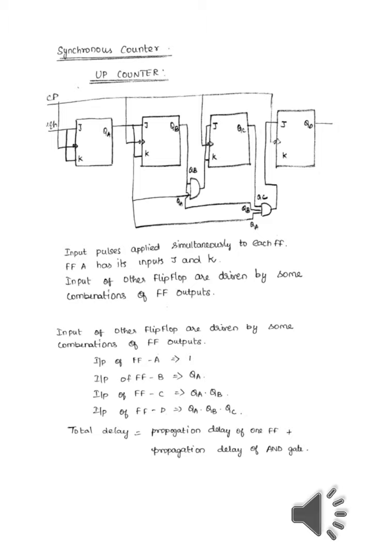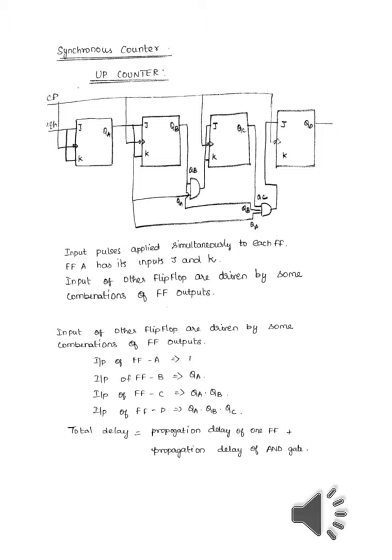TA is 1 now. J is 1, K is 1. TB is nothing but QA now. JB is equal to QA and KB is equal to QA. Then the third flip-flop, TC equal to QA into QB. Similarly for the third flip-flop, JC equal to KC equal to QA into QB. For the fourth, TD is equal to QA, QB, QC, so JD and KD are equal to QA into QB into QC.